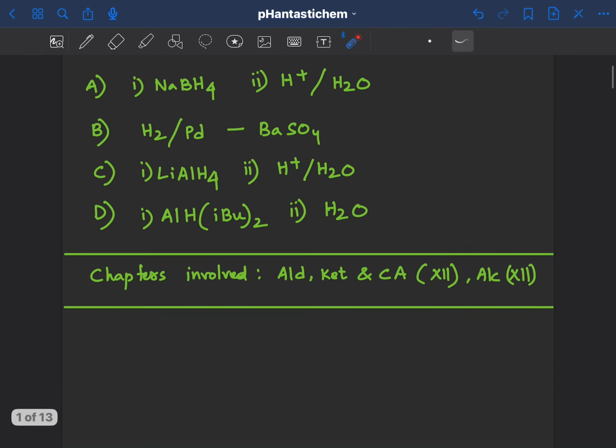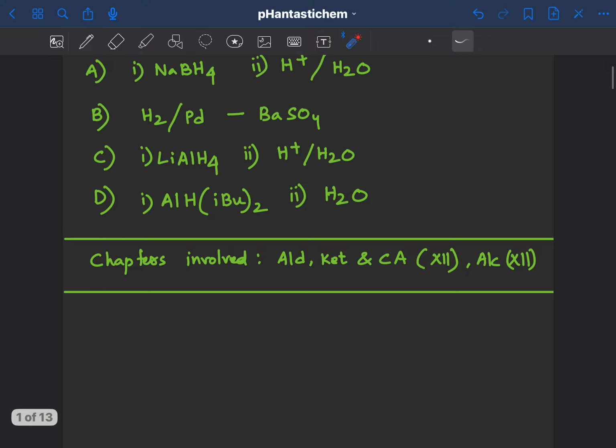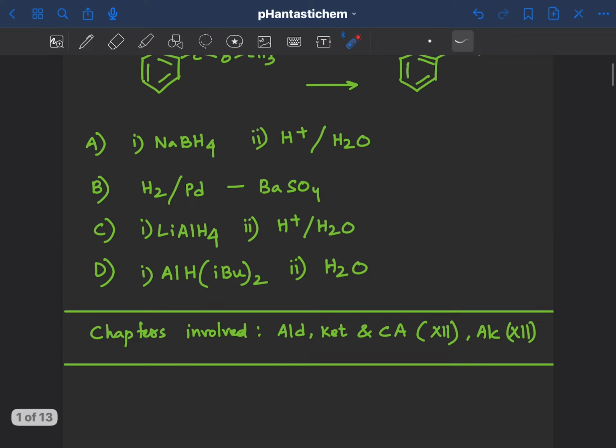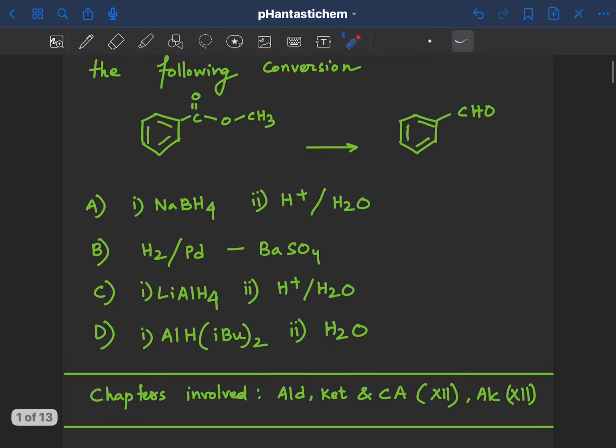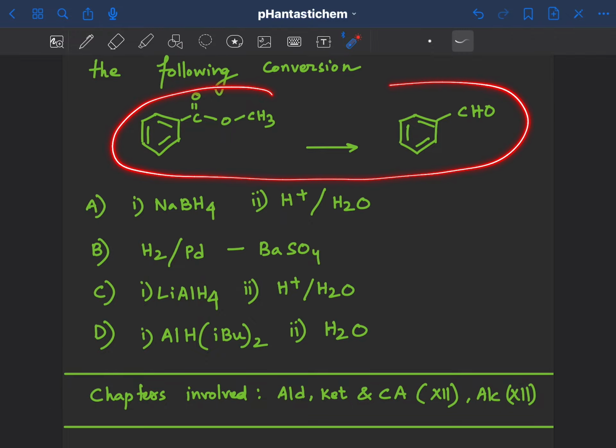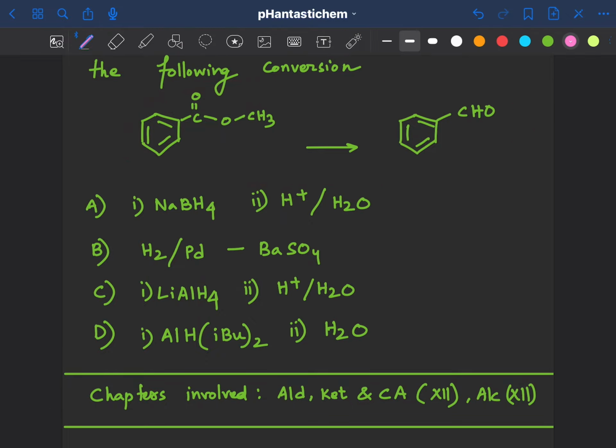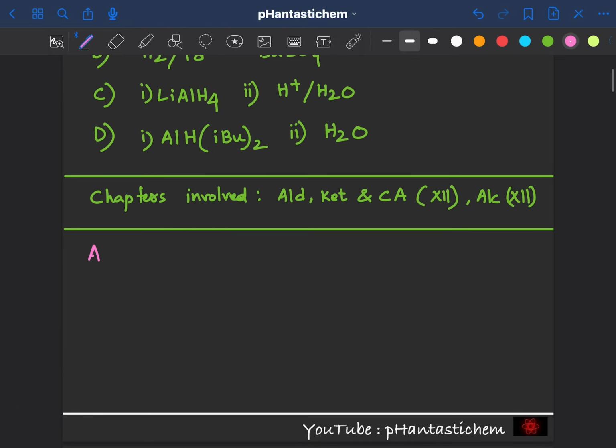The chapters involved are aldehydes, ketones, and carboxylic acids, and alcohols. So it will be better if we look at these reagents one by one and what they can do, and then we can analyze which of them can actually do this conversion. The first reagent that we see is A, sodium borohydride, that is NaBH4.